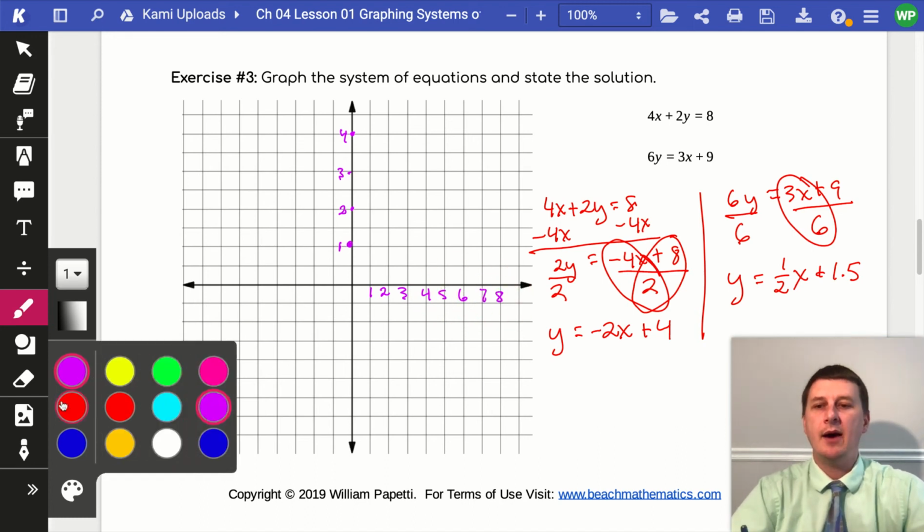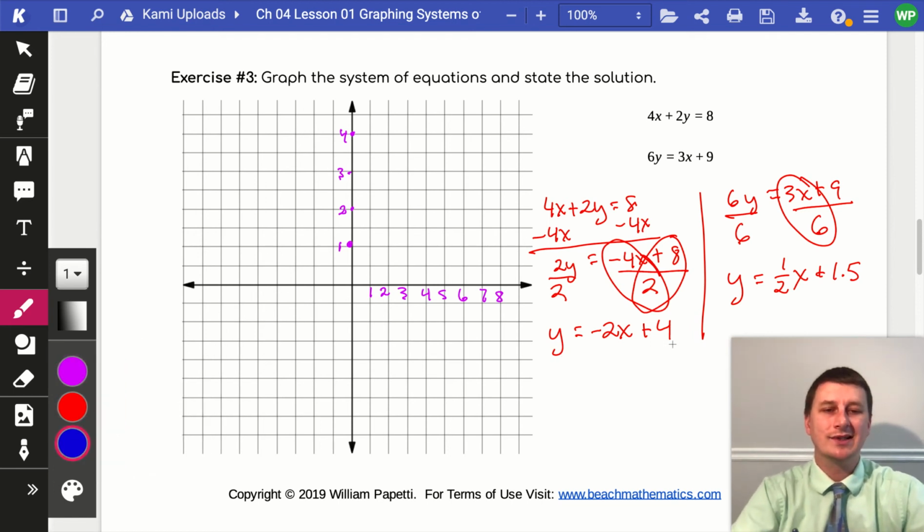Okay, now I am ready to graph these two equations. Let's start off with the y equals negative 2x plus 4. So I'm going to go up to 4, and I'm going to put a point at my y-intercept of 4, and my slope is down 2 over 1. So I have to be careful because my scaling has changed. So I'm going to go from 4, and if I'm going down 2, I need to go all the way down to 2, and then over 1.